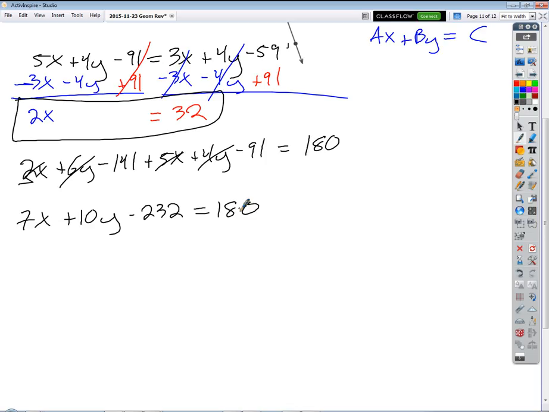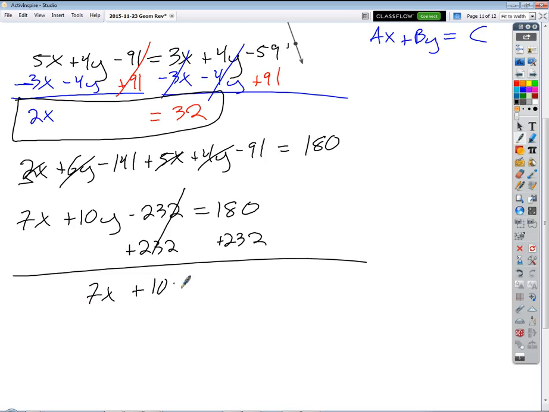So then we really only have one more thing to do. What's that? Yeah, add 232. I want to get the numbers over there, right? So we'll add 232. So those cancel and I just end up with 7x plus 10y equals, that's a big number, what is that? It would be 412? 412. Yeah. Okay. All right, so we got these two equations then, right? There's equation 1, there's equation 2.